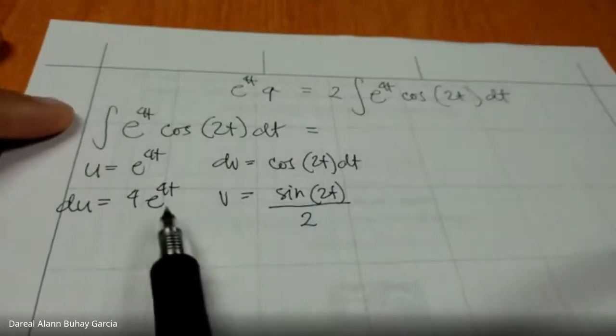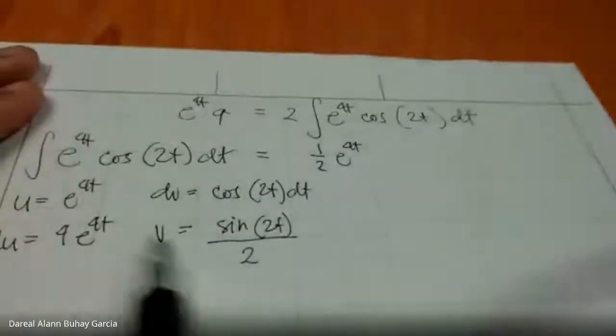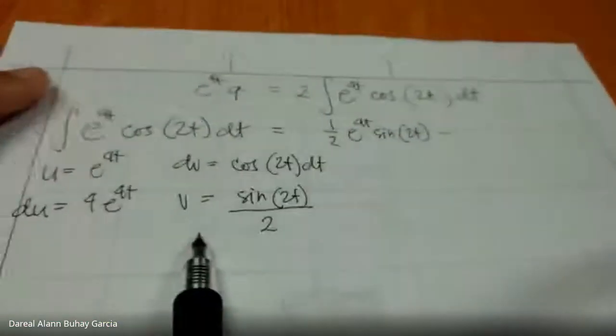So, this becomes 1/2 e to the power of 40 uv sine 2t minus the integral of v du.